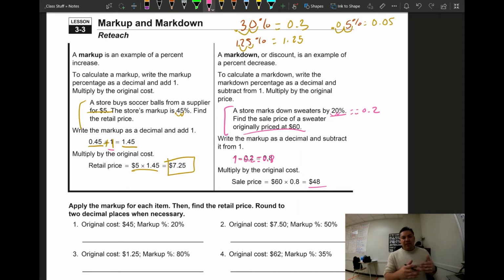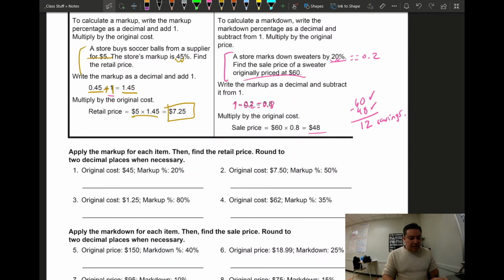Now they might even ask you, how much money are you saving? And in order to find that, all you got to do is subtract the original minus the new price, and you get $12 savings. Okay? So I'm going to do a few examples, and then I'm going to let you work on the assignment.